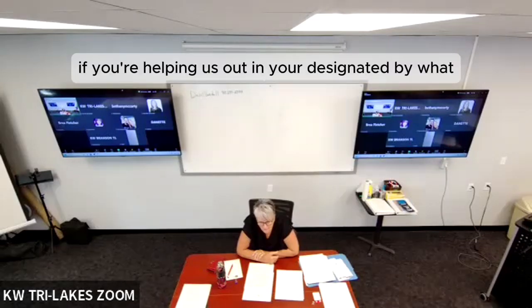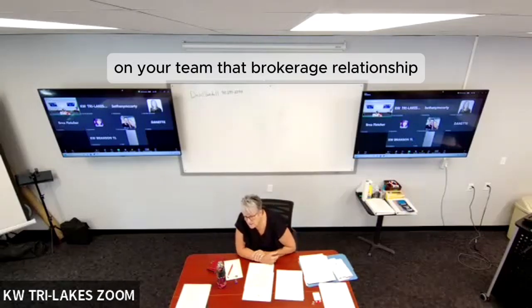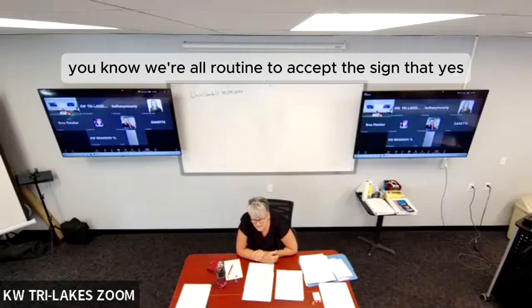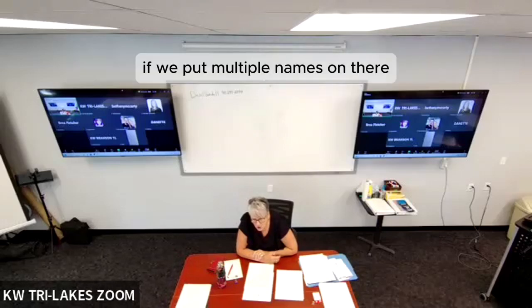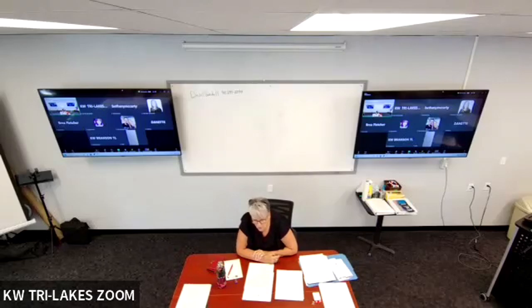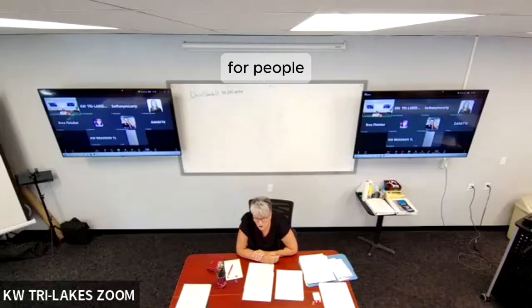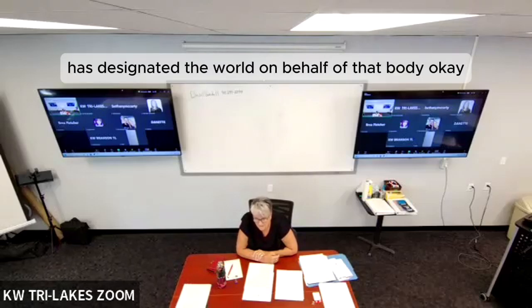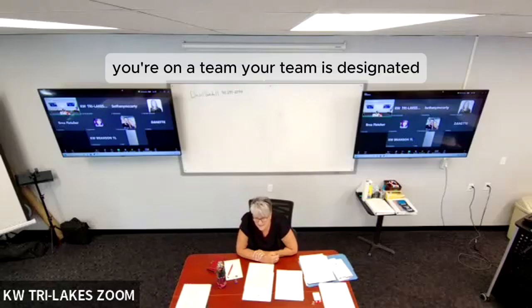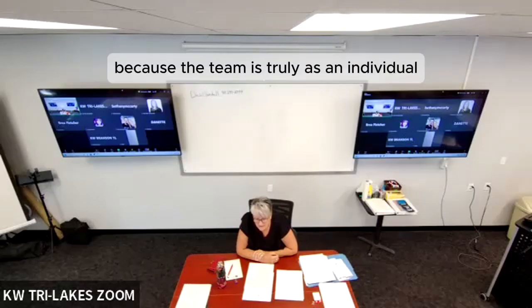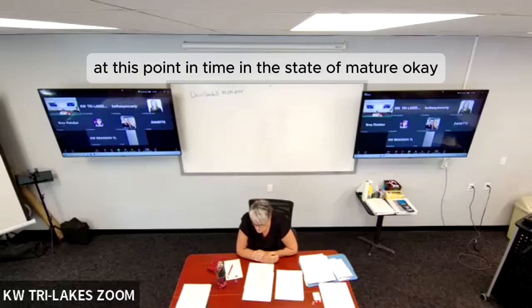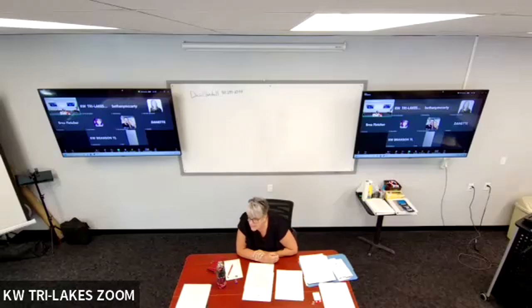If you're filling this out, if you're the designated agent on your team, in the brokerage relationship, will all our team members have to sign? Designated agency, yes. If we put multiple names on there, do they need to be co-listed whenever we're listing on the MLS? No. Those are just a list of the names that the broker has designated to work on behalf of that client. Okay. But if you're on a team, your team is designated because the team is treated as an individual at this point in time in the state of Missouri. Okay. Right. Thank you.